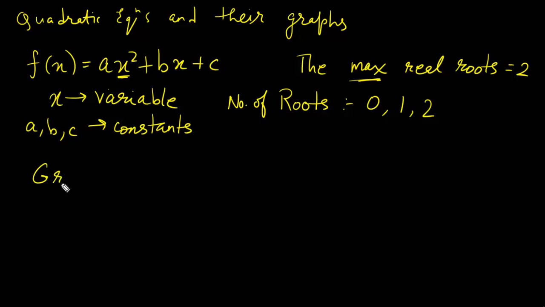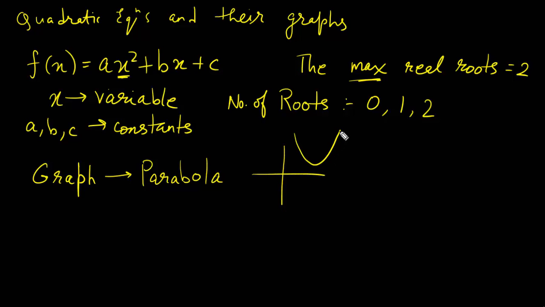Also, the graph of a particular quadratic equation is always a parabola. This mathematical structure is known as a parabola. We'll talk about this a little bit later. So, depending upon the number of roots, that is 0, 1 or 2, as well as the sign of a, there are 6 types of parabolas, that is 6 types of graphs available for a particular quadratic equation.